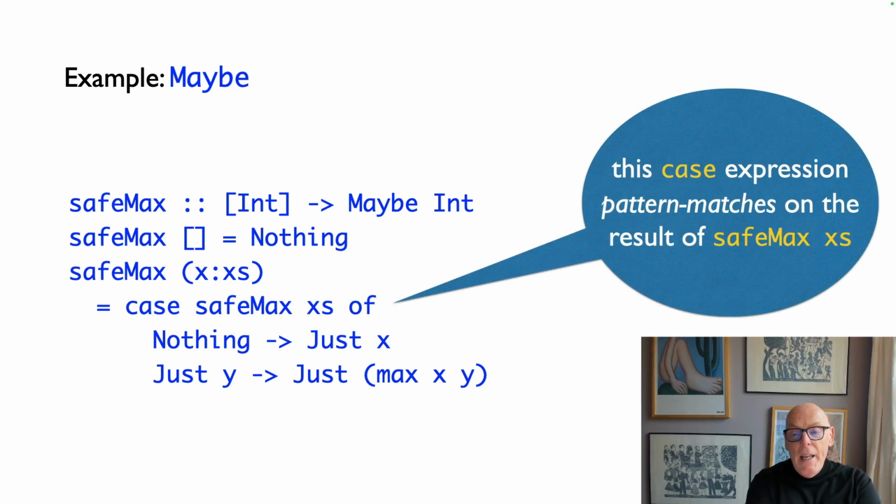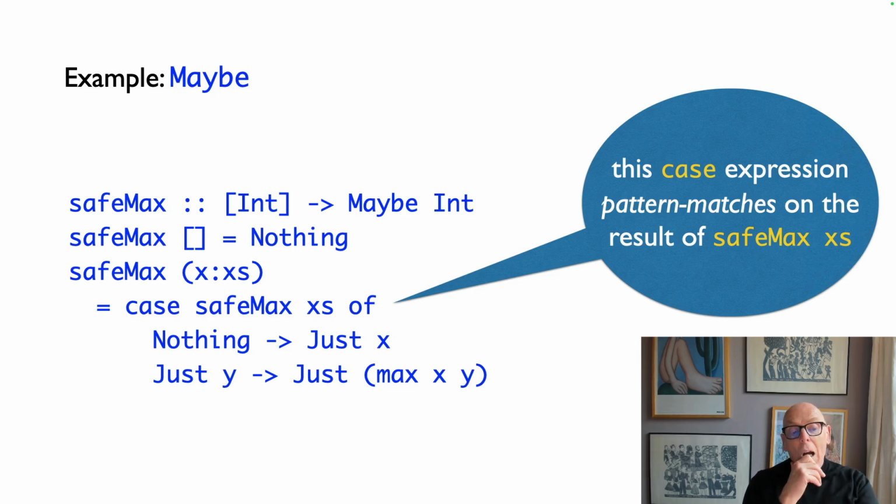What I'm defining here is a safe maximum function. It takes a list of integers and returns a Maybe Integer. Why are we wanting a safe version? Because we don't know what the maximum of the empty list is. So we say, well, safe maximum is Nothing. And then what do we do in the case of a list x cons xs? So the first element is x, the remainder is xs.